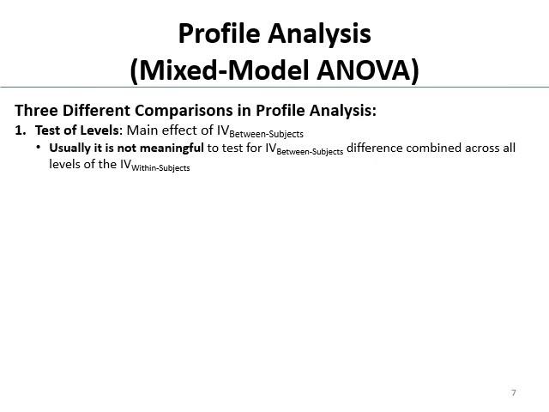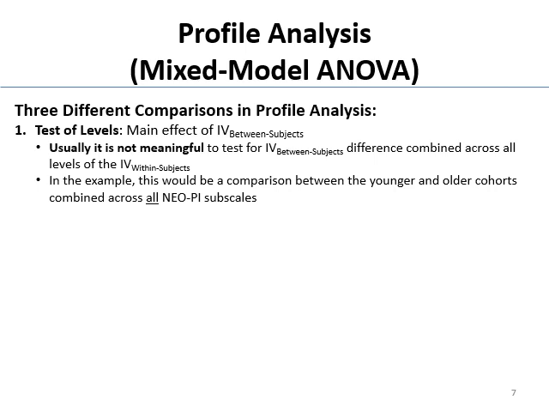It's usually not meaningful to test for between subjects independent variable differences combined across all levels of the within subjects independent variable. So in the example that I gave earlier, you'd compare the younger folks pretending they're old and the actual older people on their single score combined across all NEO-PI subscales, right? So it's like their average overall NEO-PI subscale score. And why is that not meaningful? Well, what the heck does it mean? It's neuroticism, extroversion, openness, agreeableness, conscientiousness, the average of all those things in one compared to the average of those same things for the other group. What does that mean? It doesn't really have a meaning. So generally, this is not considered a very meaningful effect.